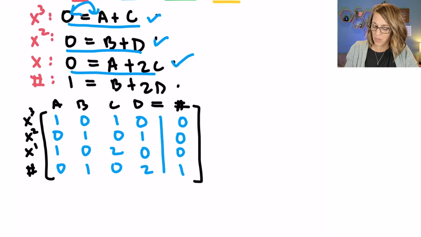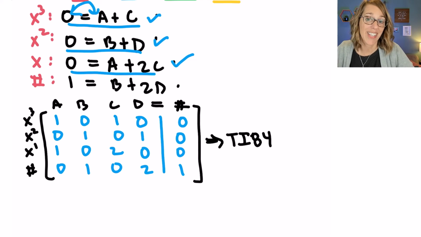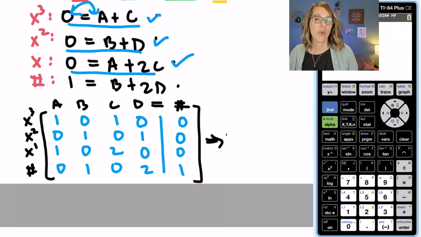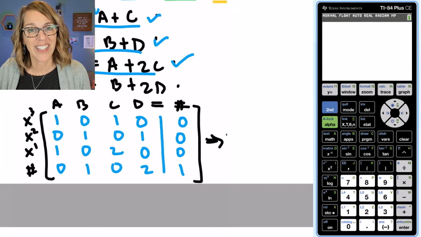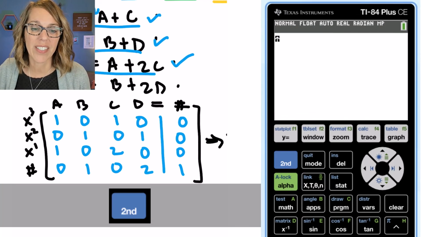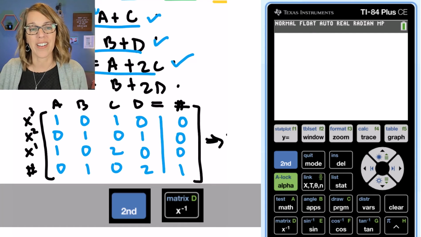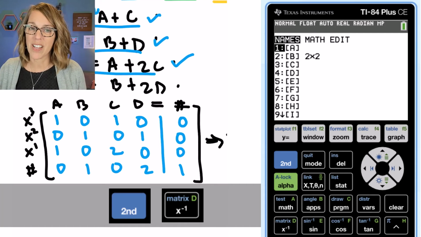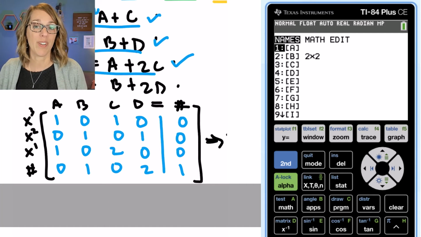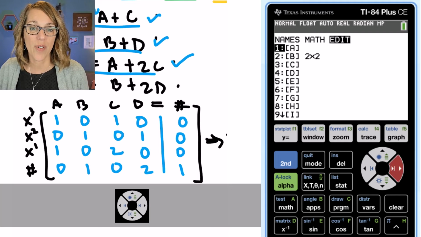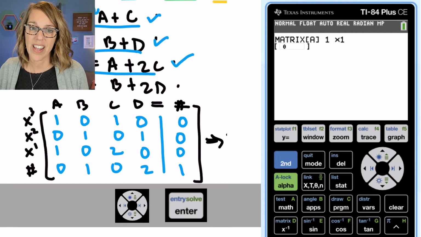I'm going to put this right into my TI-84 graphing calculator, and I'm going to let my calculator do the hard work. We want to put this in as a matrix. To access that menu, I'm going to hit the second button followed by the matrix button, which is the x to the negative 1. So second matrix, I want to edit or input a matrix. So let's arrow over to edit and then hit enter.